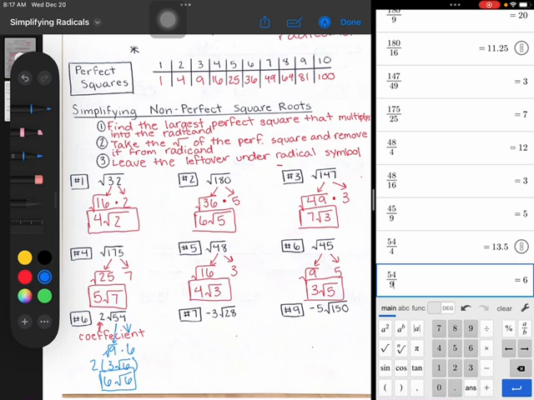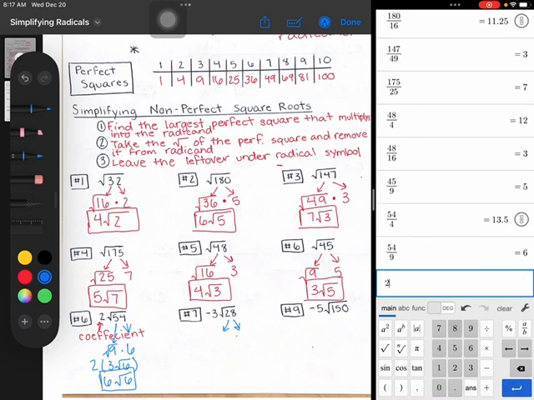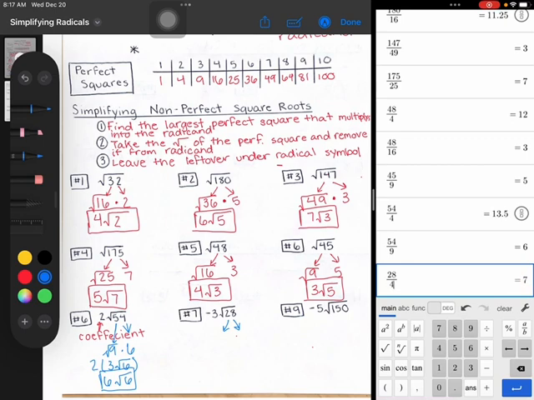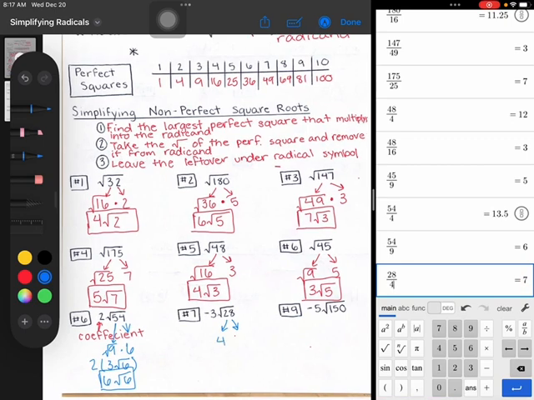We'll do another one like that. So we have 28 here. The biggest perfect square that I see that goes into 28 is 4, but let's double check. 28 divided by 4 is 7. Perfect. So 4 and 7. Take the square root of 4, which is 2. So we have negative 3 times 2 square root 7, negative 6 square root 7. So we never multiply that coefficient by the radicand number, just by the number that's outside the radicand, that perfect square that we pulled out.